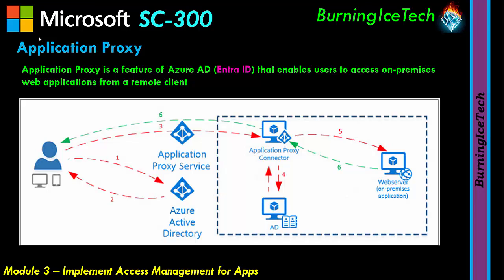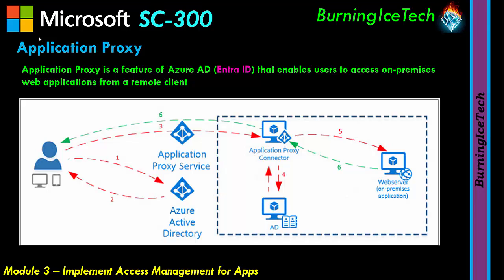Step 3: the client sends that token to the application proxy service, which retrieves the user principal name and the security principal name from that token. The application proxy then sends the request to the application proxy connector. Step 4: if you have configured single sign-on, the connector performs any additional authentication required on behalf of the user. Step 5: the connector sends the request to the on-premises application. And lastly, step 6: the response is sent through the connector and the application proxy service to the user.